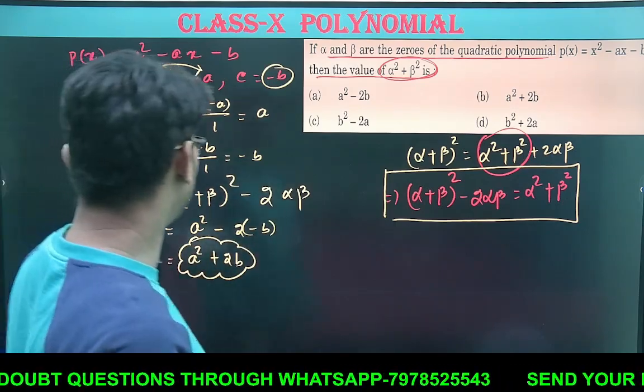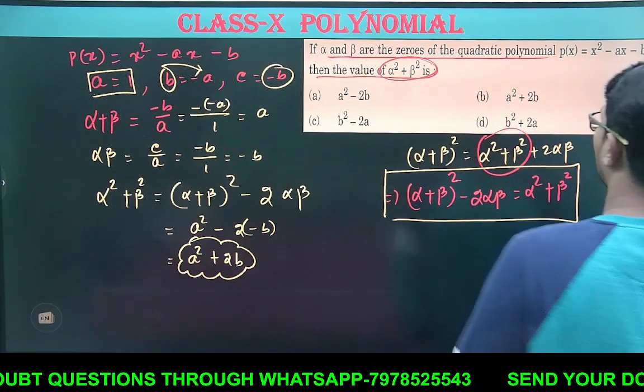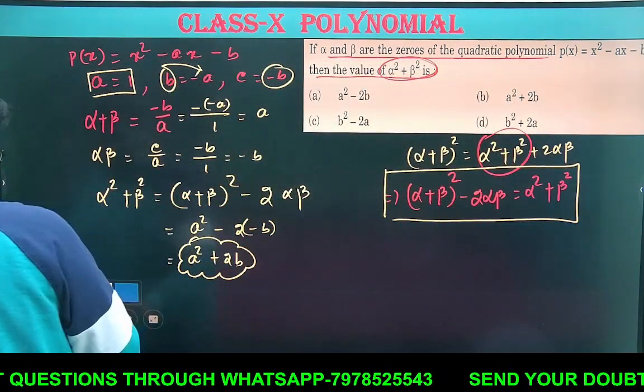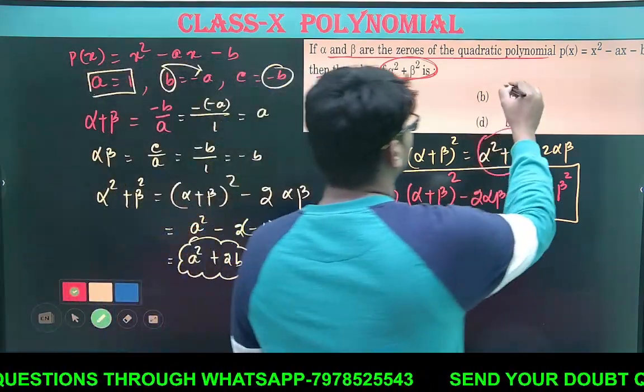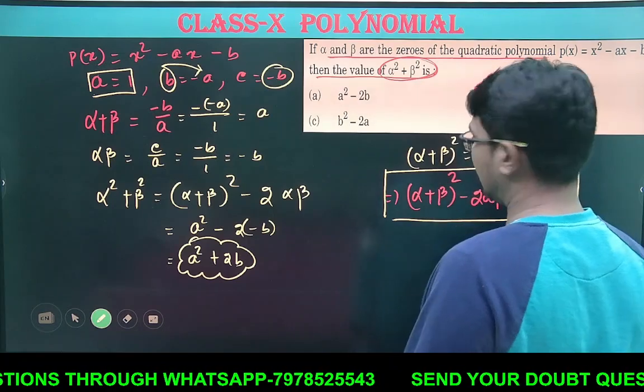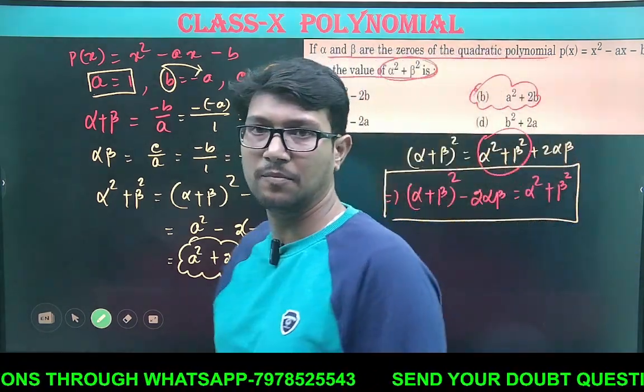Check karo, is it there? A square plus 2b. A square plus 2b. Yeah, it is there in option B. Option B is the correct answer. A square plus 2b.